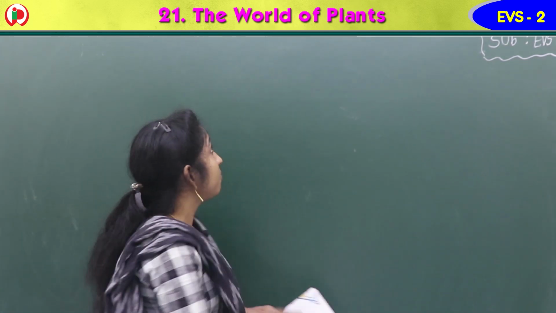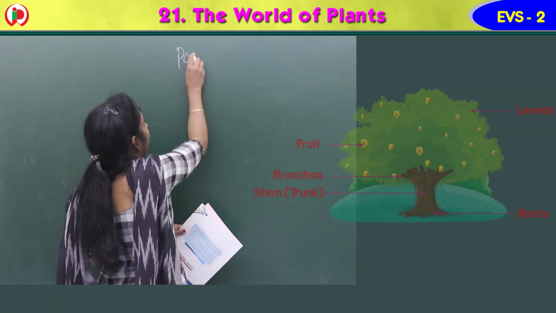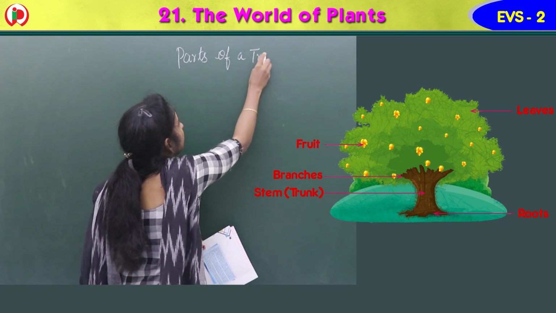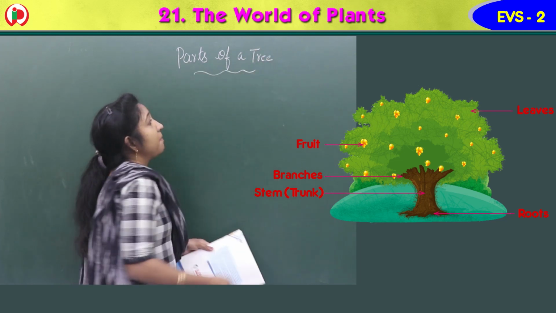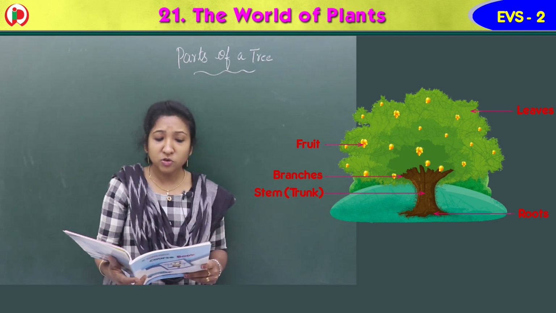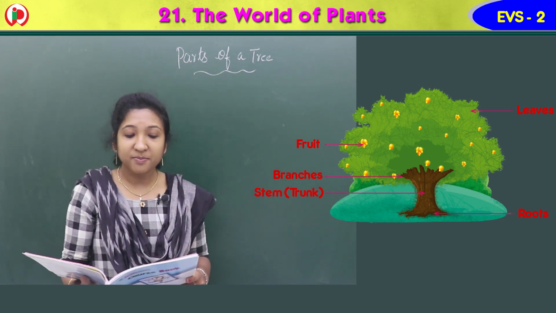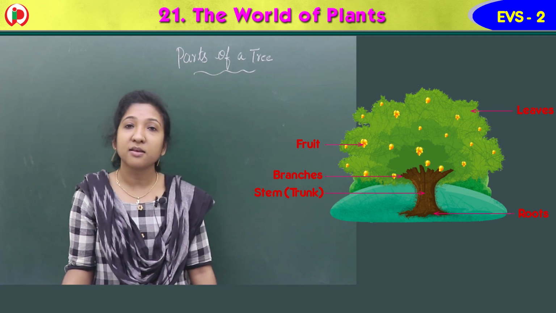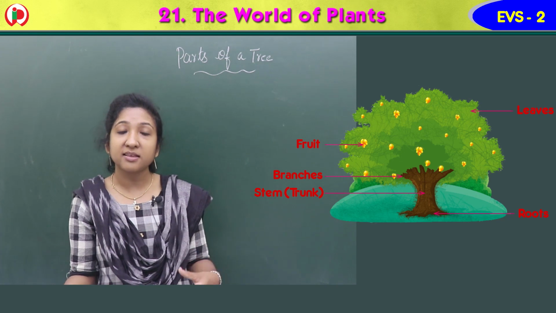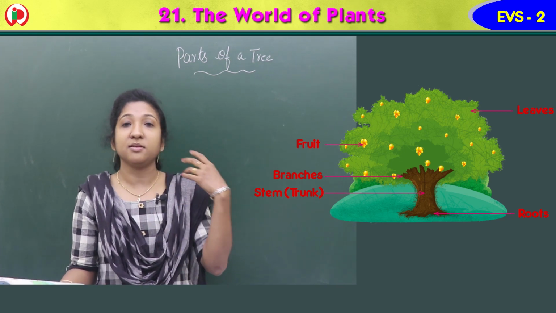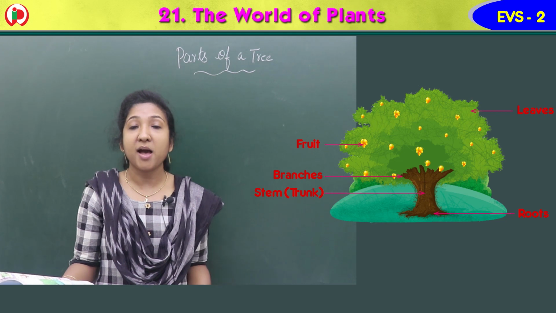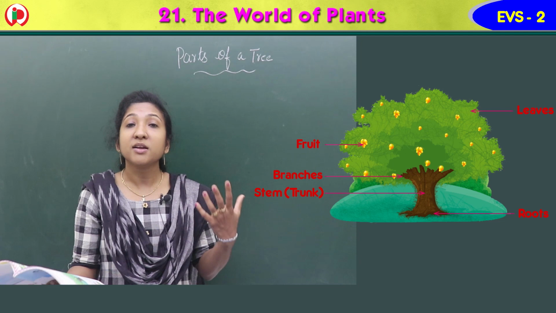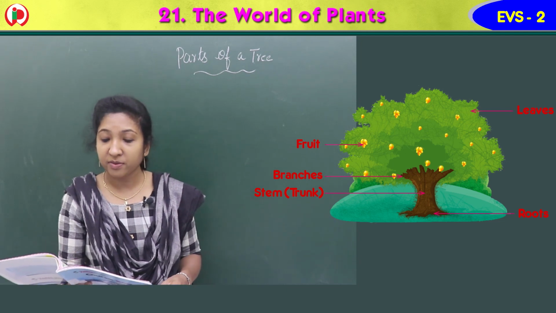Next we will learn about parts of a tree. Okay. Do you know that like us, plants also have different parts? We have different parts, isn't it? We have hands, legs, eyes, nose, etc. Same like that, plants and trees also have different parts.